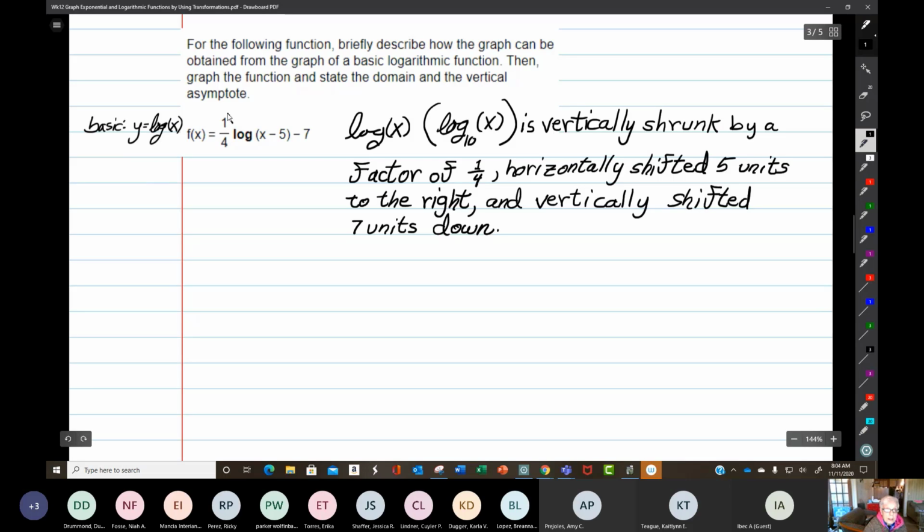All right, this number in front of the function is going to be the vertical shrink. This number out here, let's go to this one first. This is the vertical shift down.